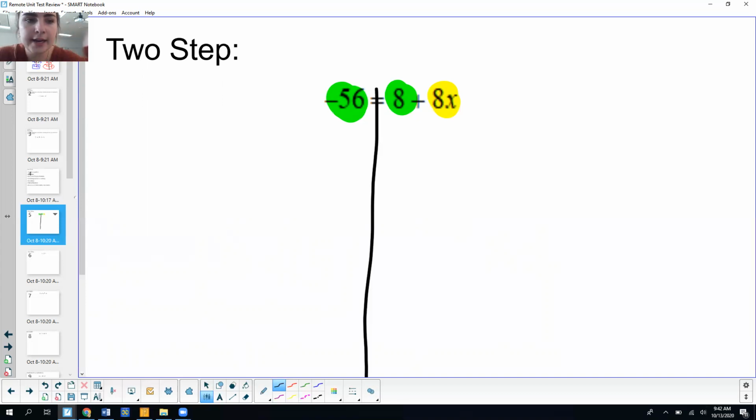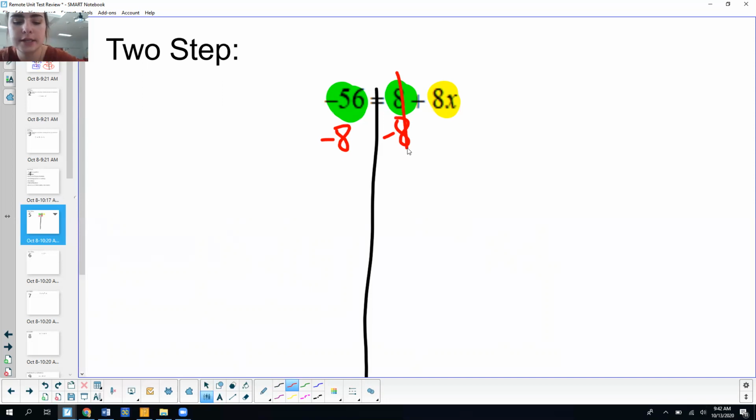Now, I want to get 8x by itself, so I want to move everything away from that variable term. So I want to move that 8 over to the left side. I can't just move it though. I'm going to go ahead and do the opposite of a positive 8, which would be to subtract 8 from both sides. That's how I'm going to move that positive 8.